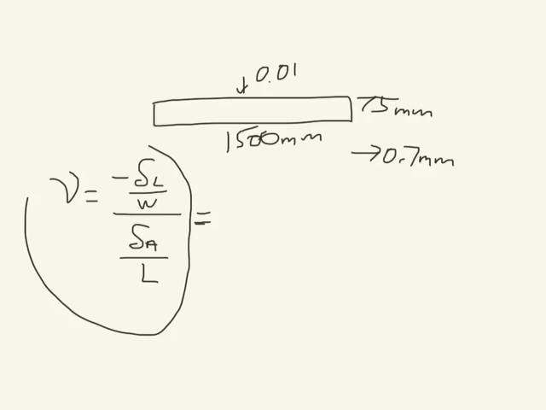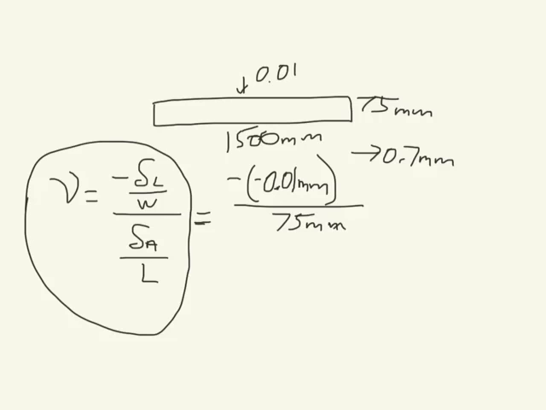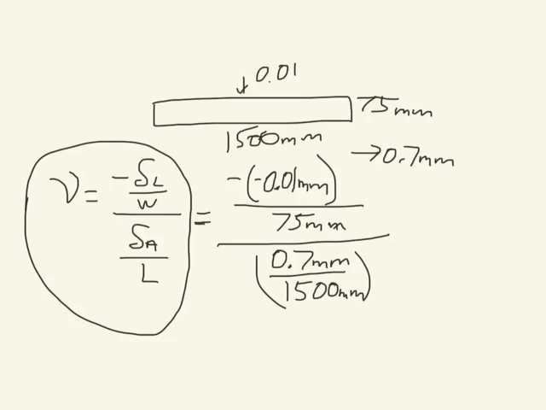So when we start plugging in numbers to this equation for Poisson's ratio, we have a negative of a negative, because this equation is defined as being a negative, but then we also have that negative 0.01 over the width. So that's the fraction of lateral deformation, and then we get to the bottom part. We have the actual axial deformation of 0.7, and we divide by the length to turn that into a fraction. And that gives us a positive value, which makes sense.